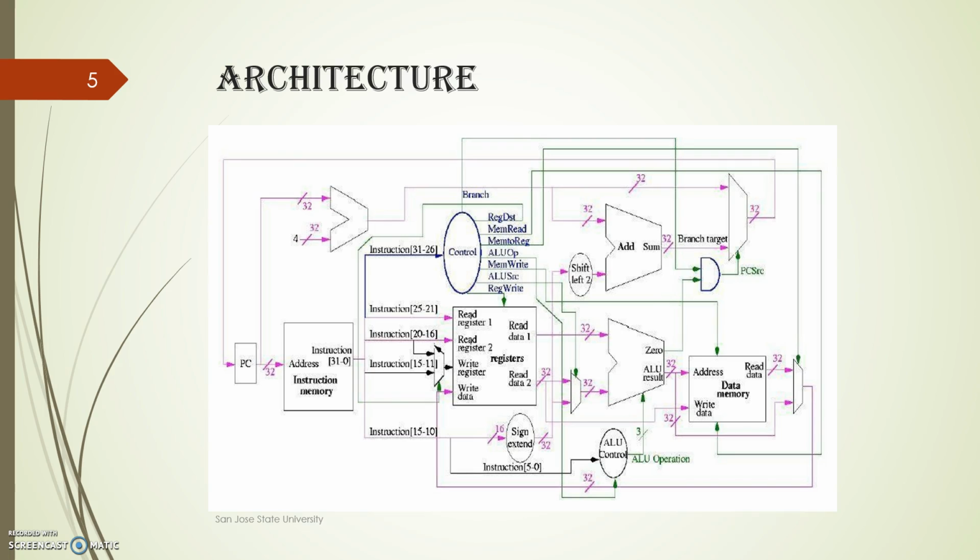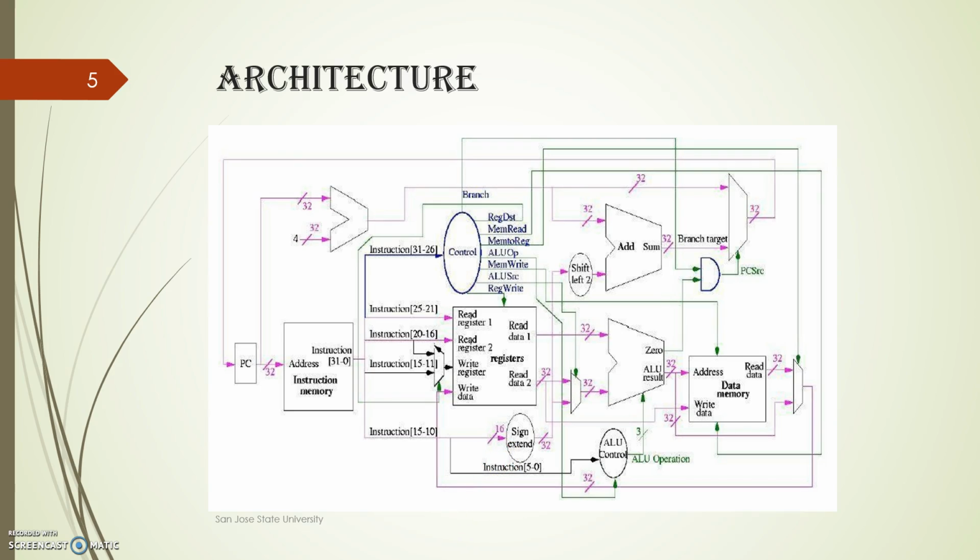Now let's move on to how the architecture of this processor looks. Here we can observe that the PC output goes to the instruction memory, which is a 32-bit memory, and the output also goes to the next register where the PC is incremented by 4. The next stage after the instruction memory is the register file, where the instruction is decoded and the reading of the two registers is done, along with write register and write data lines present.